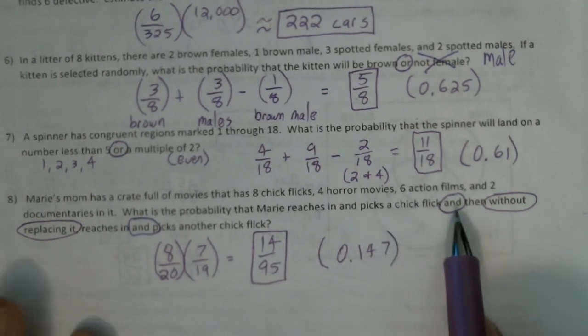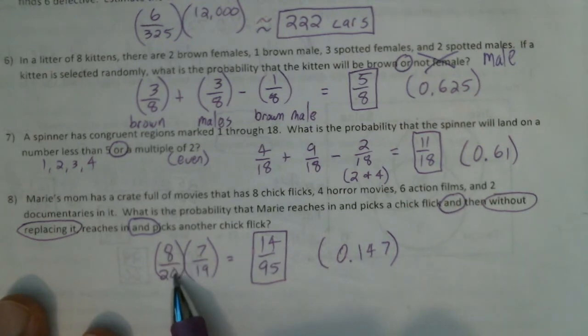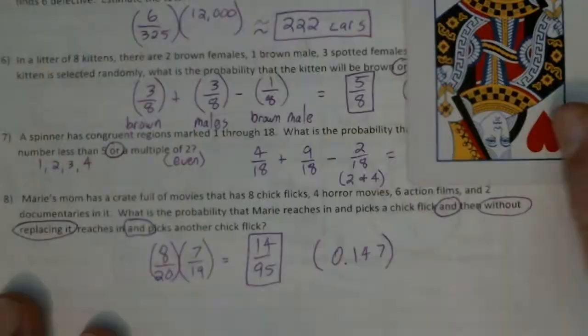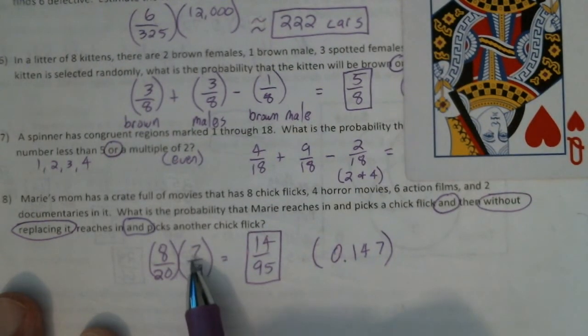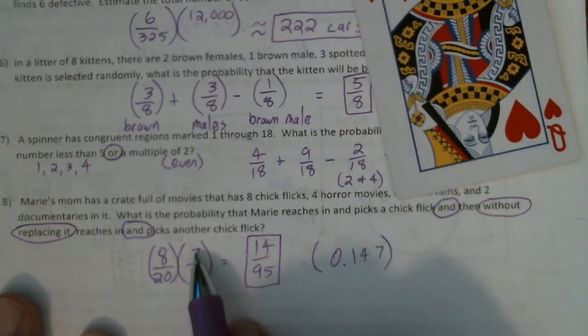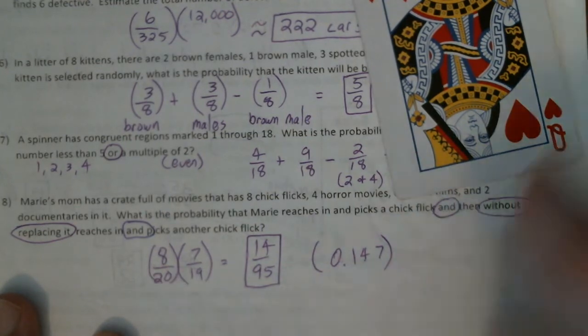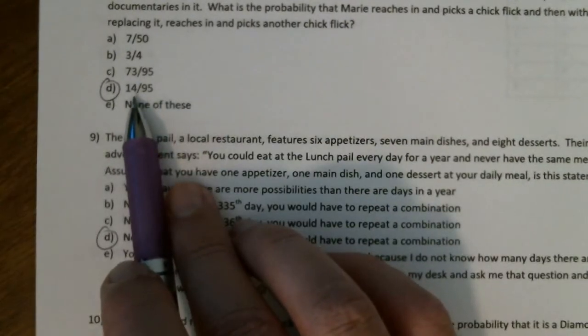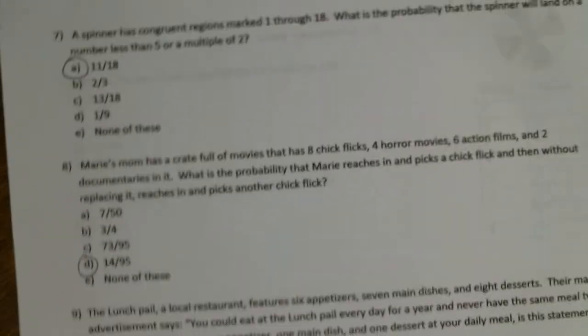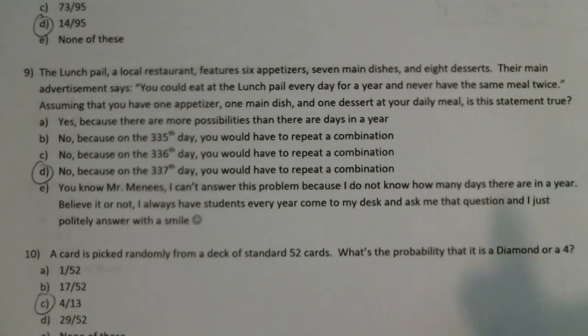So the first time she reaches into the box, the crate, there are 8 chick flicks out of 20. She takes out that chick flick. Now when she goes back into the box, there aren't 8 chick flicks anymore. There are only 7 chick flicks because I already have one of the chick flicks outside the box. So there's only 7 left, and I don't have 20 movies in the crate anymore. I only have 19 movies. So when you multiply those, that comes out to be 14 over 95, which was answer choice D on number 8.